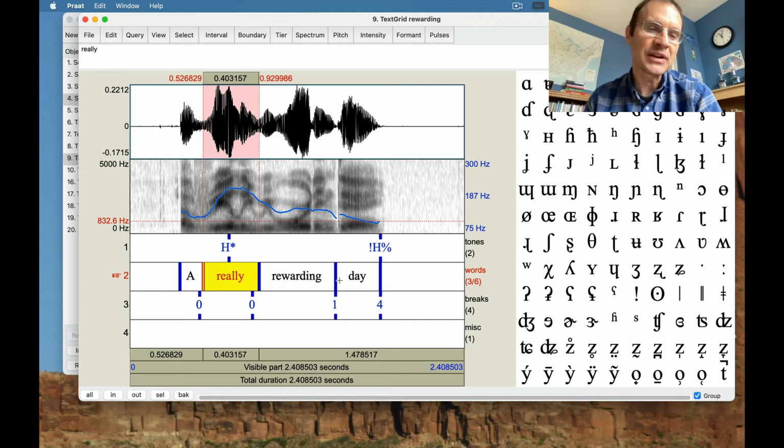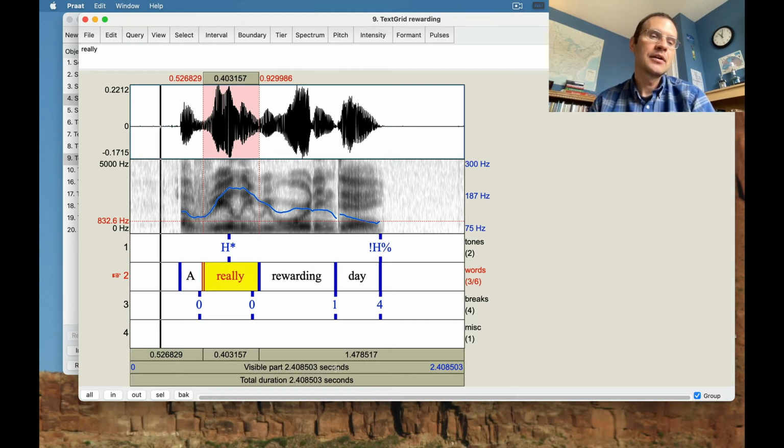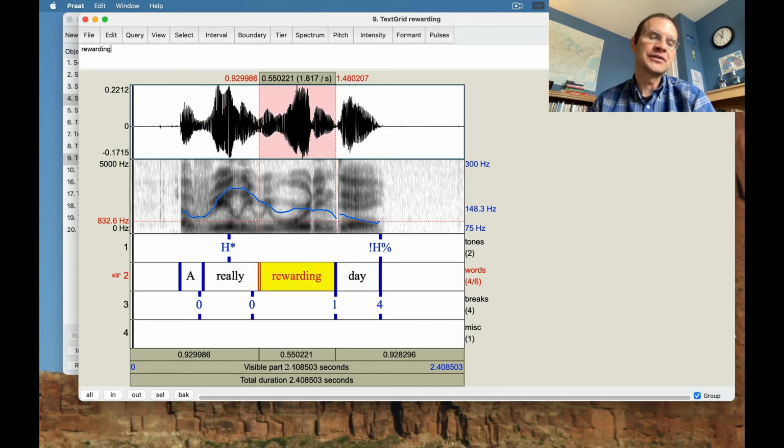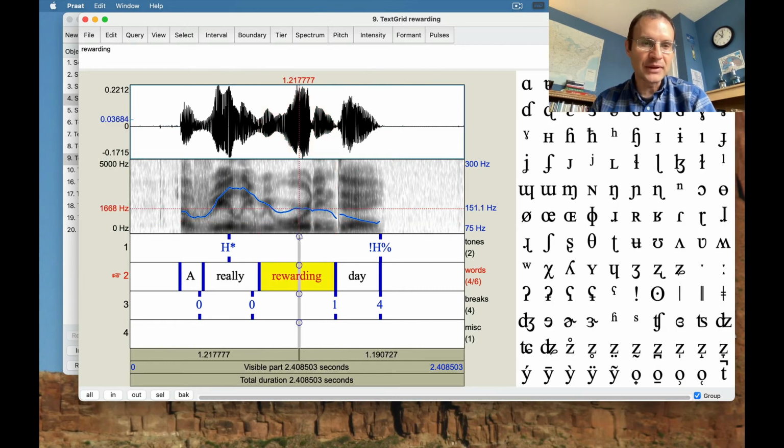And I think that's what's happening here with "day." A really rewarding day. And then maybe with "rewarding" as well. So, a really rewarding day. So I would say there's probably a downstepped high, an H star, here.